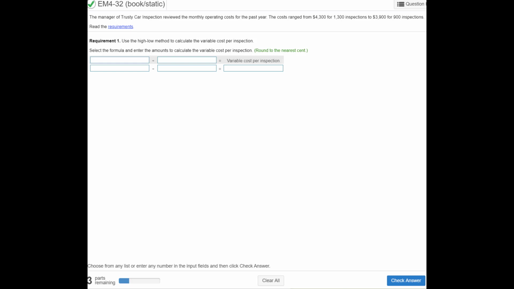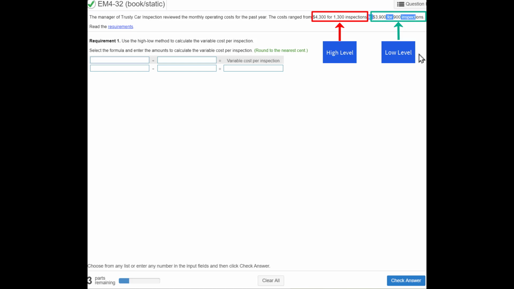Short exercise 21-32, we're going to use the high-low method to forecast costs. The manager of Trusty Car Inspection reviewed the monthly operating costs for the past year. The costs range from $4,300 for 1,300 inspections to $3,900 for 900 inspections. So notice as the inspections rise from 900 to 1,300 inspections, the monthly operating costs rose from $3,900 to $4,300.